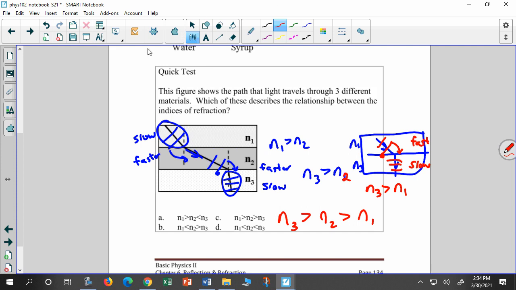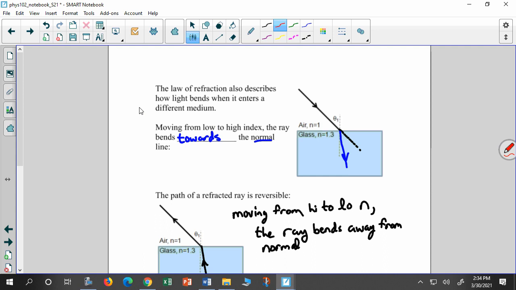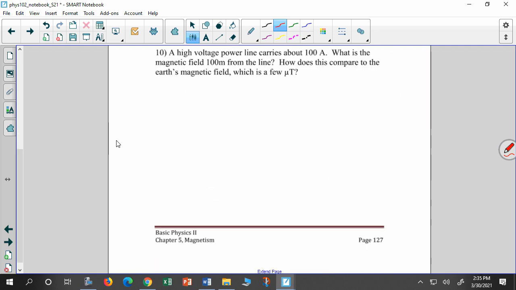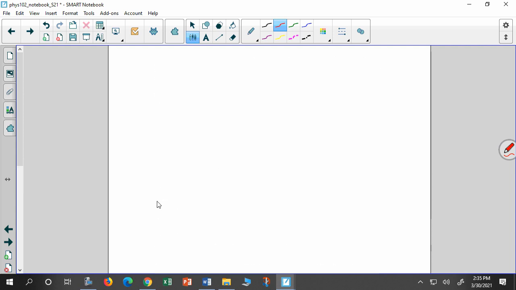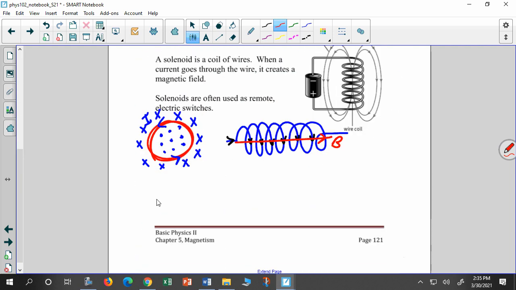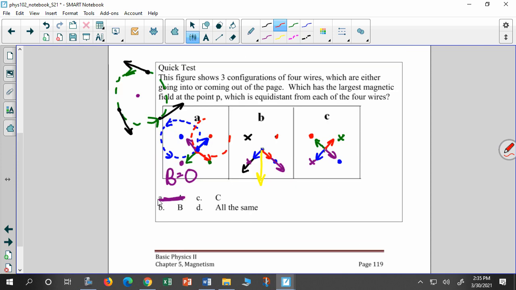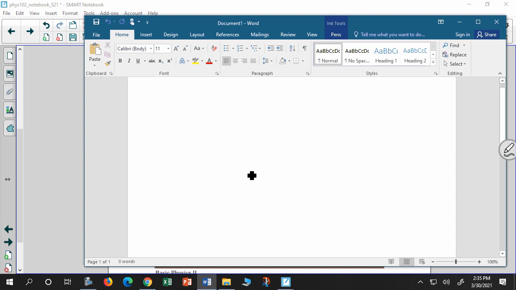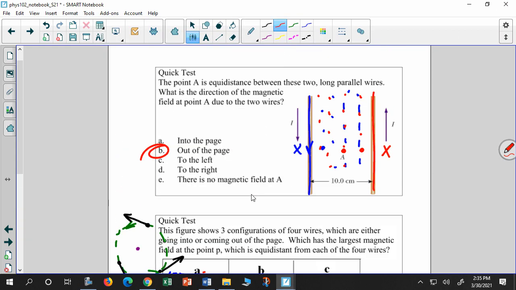That was page 134. Another question came up on page 119. Hold on, I'm not sure which one it was. I think it was this one. I'll look at both of them. This is just in the workbook. We work these in class.